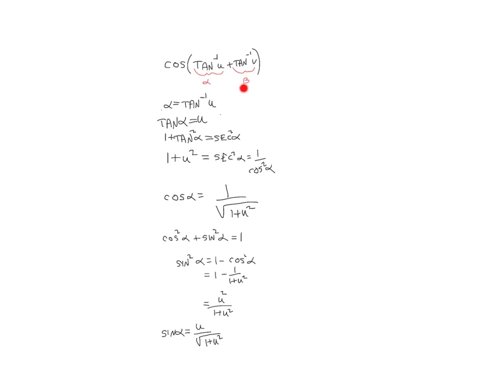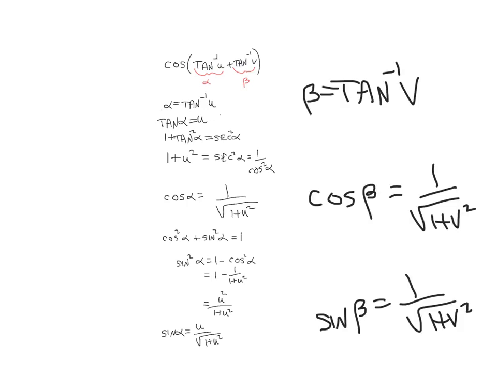Now let's go back to the issue with beta. So we're going to have beta equals arctan v. So if beta equals arctan v, it's the same as all this. We're just substituting alpha with beta and u with v. So cosine of beta is going to be the same thing except with a v. Sine of beta is going to be the same thing except I've got to change that u to a v, and so there we are.